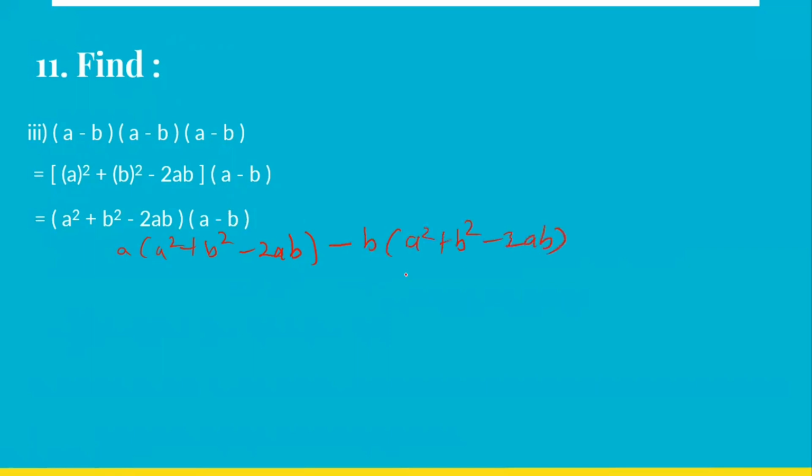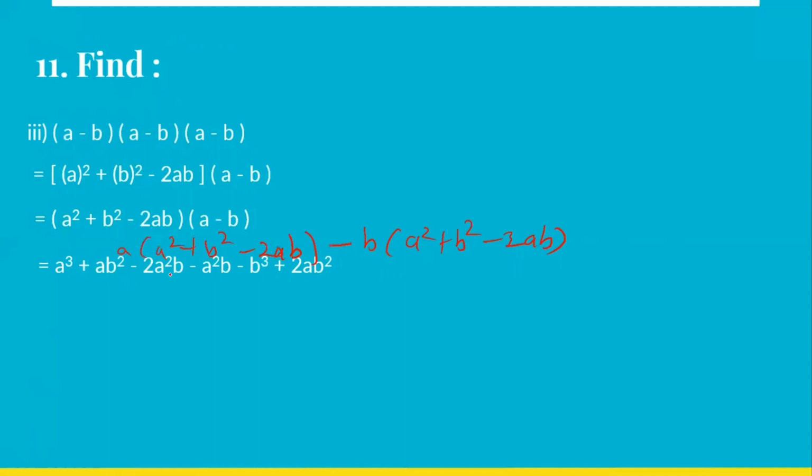So we get a multiplied by a square is going to be a cube. A into b square is ab square. A into minus 2ab is minus 2a square b. Minus b into a square is minus a square b. Minus b into b square is minus b cube. Minus b into minus 2ab is plus 2ab square.